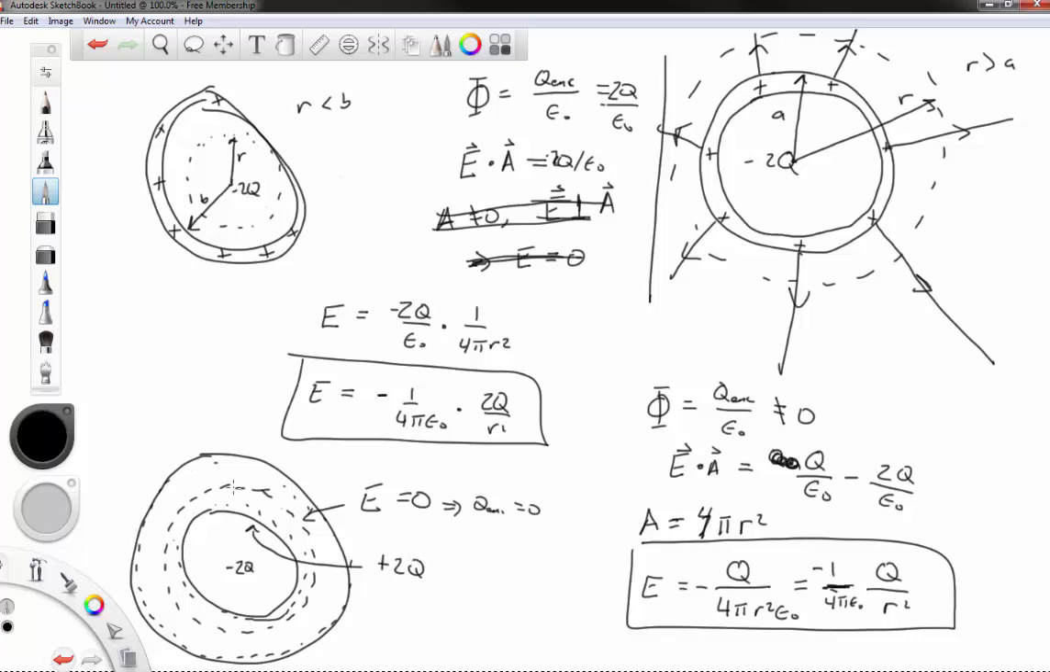Okay, well, if this surface has plus 2Q on it and the whole conductor has only plus Q, then this outer surface must have had minus Q on it. So that's how we go about figuring out where the charges are located within a conductor.